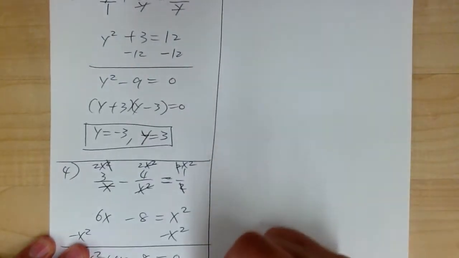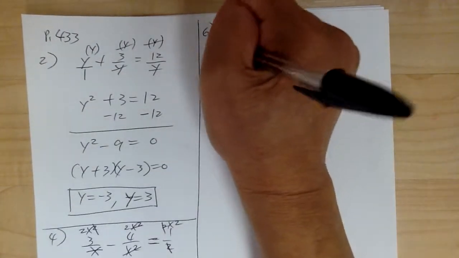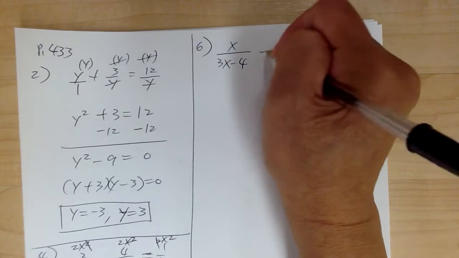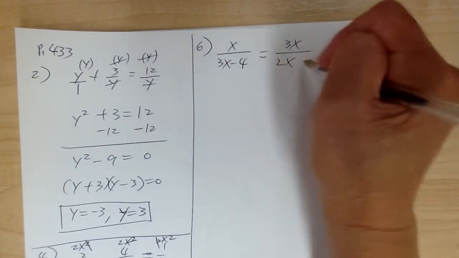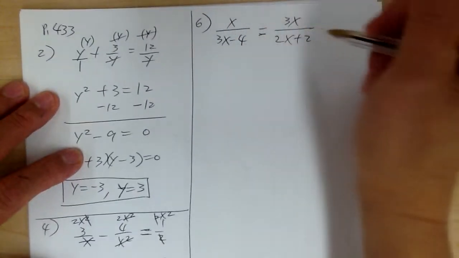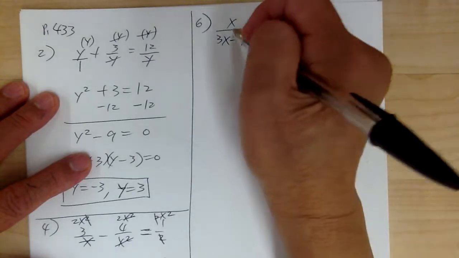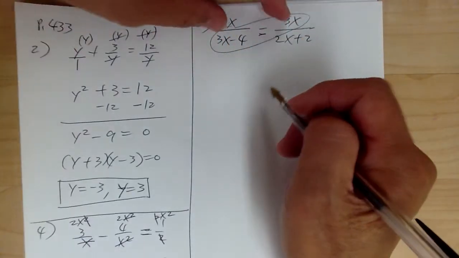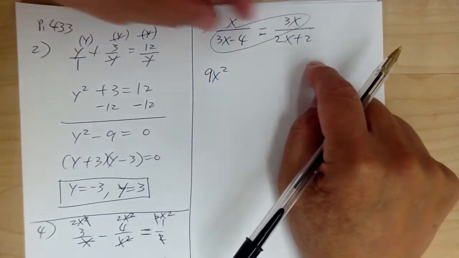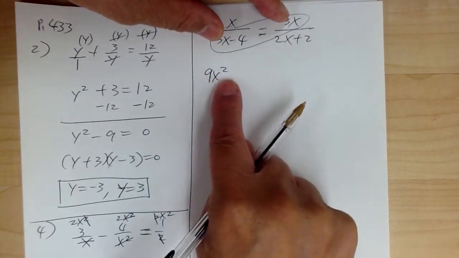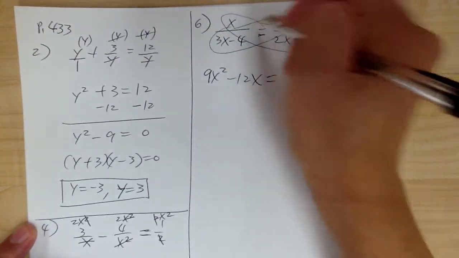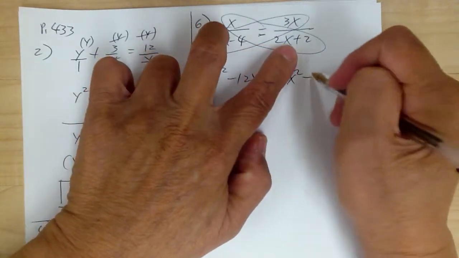Okay, let's do number 6. You have x over 3x minus 4 is equal to 3x over 2x plus 2. So instead of multiplying by the common denominator, I can use cross multiplication, right? If I cross multiply, I get 9x squared. So again, you can multiply by LCD or you can cross multiply, either method. So you get 9x squared minus 12x equal to, when I cross multiply this, I get 2x squared plus 2x.